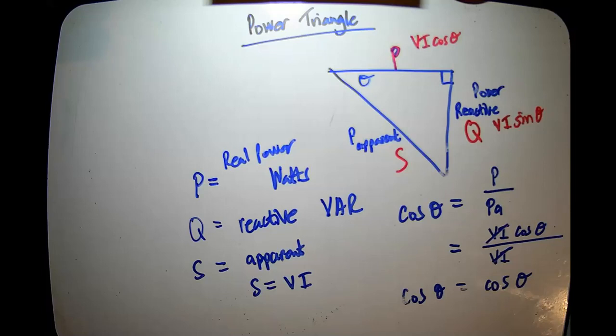So true power is VI cos theta. Reactive power is VI sin theta. Does that make sense? According to the trig ratios, opposite over hypotenuse, right? So notice that reactive power is VI sin theta. True power is VI cos theta. These are the formulas to calculate the power. And the apparent power is just VI.